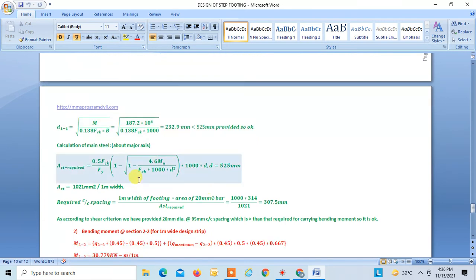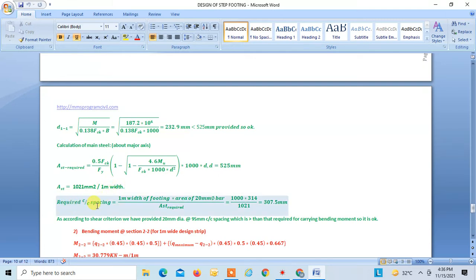Once we have checked this, now the next step is we have to find the area of steel required for the moment, that is 187.2. So this is the formula for under-reinforced section. As our provided depth is greater than required, the section is under-reinforced. So area of steel required is 1021 mm square per 1 meter width.